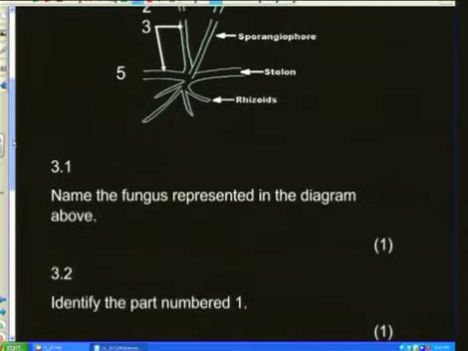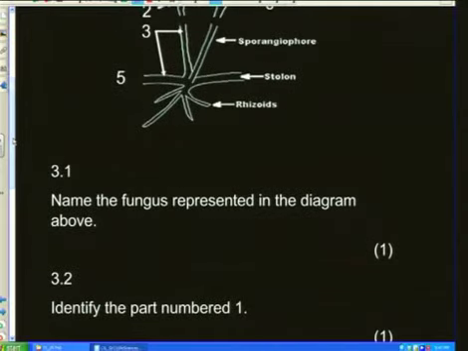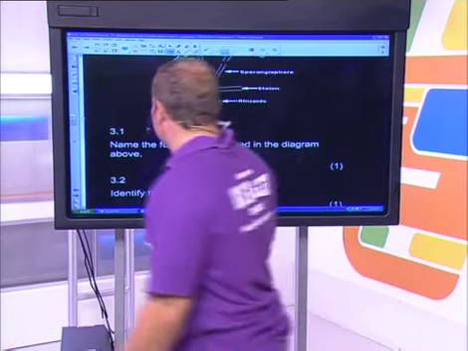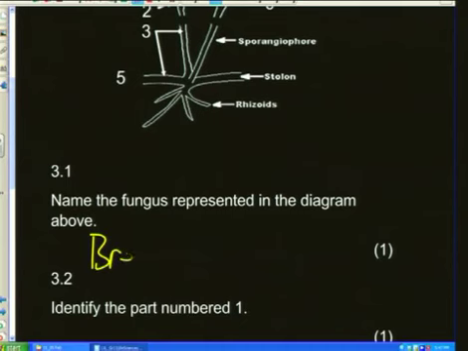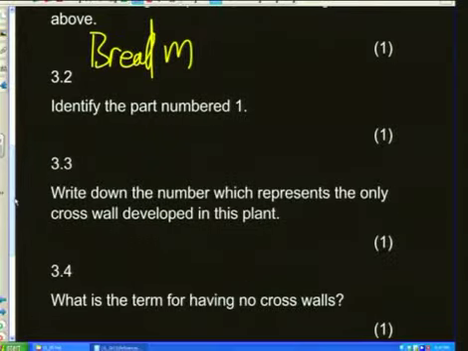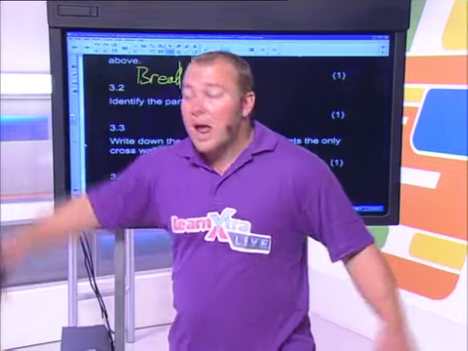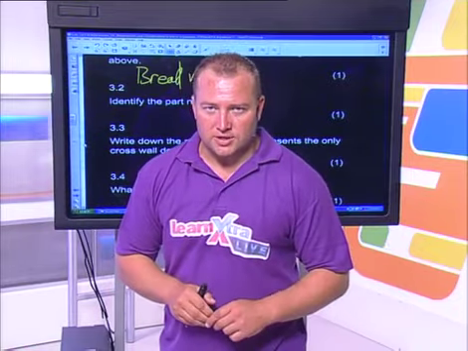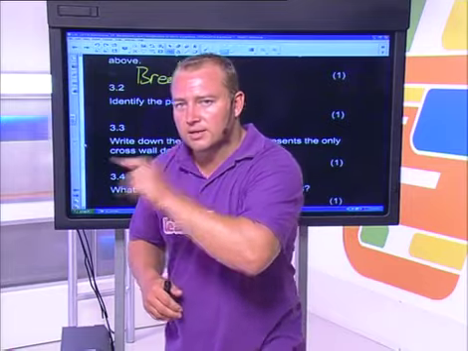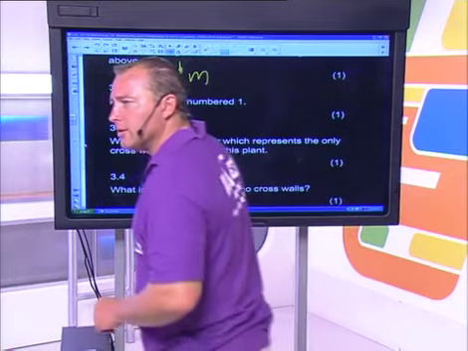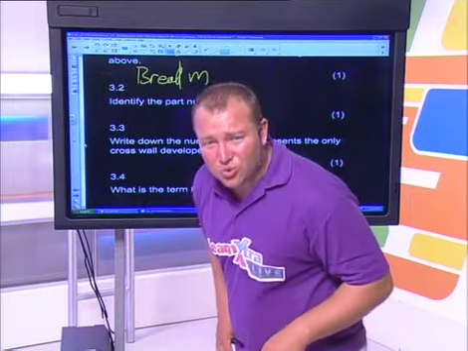Right, so let's have a look at what the questions are. Name the fungus represented in the diagram above. Come on, it's bread mold. Just normal bread mold. Very simple. I don't need the scientific name for it, but I have it in the notes with the answers, so go have a look. No, you don't need to know it. I'm not going to kill you with the huge names.